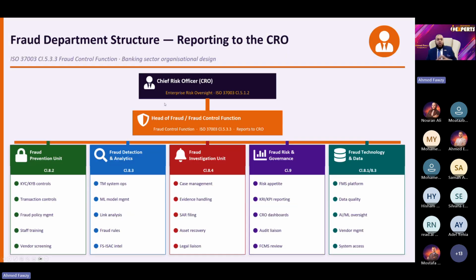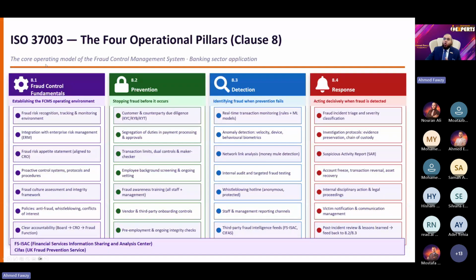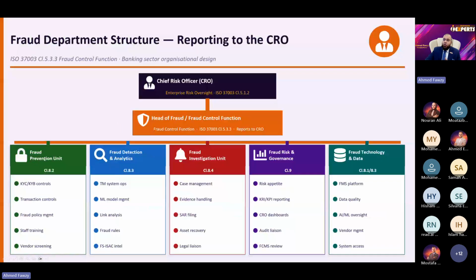Remember that we recommend this structure: to make the head of fraud, or the fraud control function, report to the CRO, Chief Risk Officer. We highly recommend it be a part of the risk department. Remember the fraud prevention unit that includes all these activities. Remember the pillar, 8.1, fraud control fundamentals, including having some preventive controls in place. All of this is the fraud prevention unit.